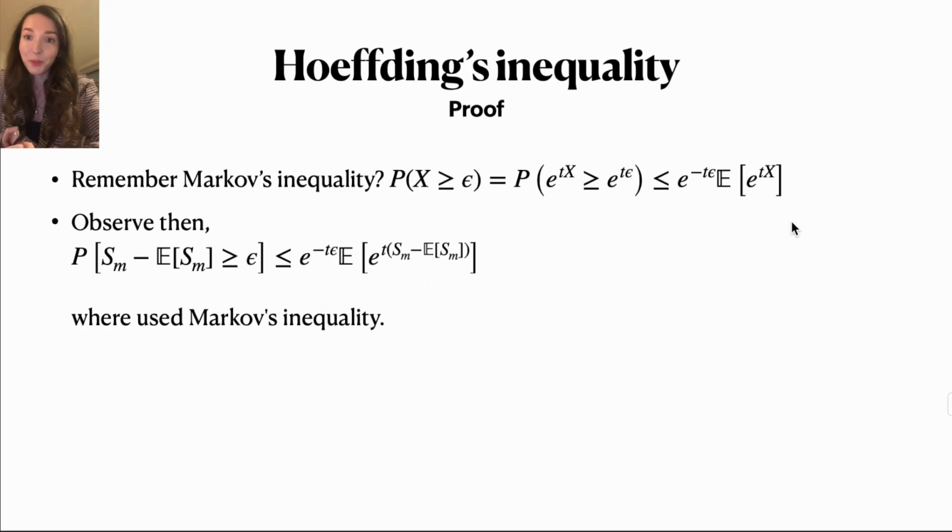All right, then we go to the next step. We can then say that the probability that Sm minus the expected value of Sm, where Sm was defined as the sum of the xi's, is greater or equal than some epsilon, is bounded by, directly from the above formulation of Markov's inequality, we get this guy over here. Again, just Markov's inequality applied to this particular random variable Sm minus the expected value of Sm.